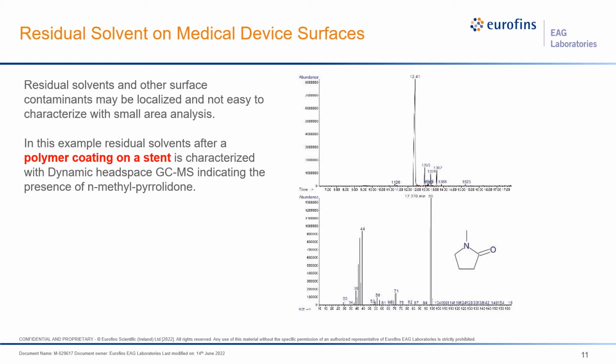In this example, the ideal way to characterize the presence of residual solvents after a polymer coating on the stent was with dynamic headspace GC mass spec, indicating the presence of N-methylpyrrolidone. Surface analytical techniques could not detect this since the measurement was extremely localized. Based upon the coating process, there was also a possibility of DMSO, but this was not detected easily with dynamic headspace GC mass spec.